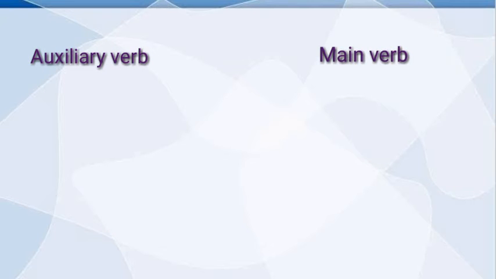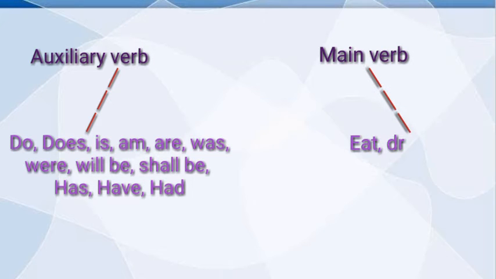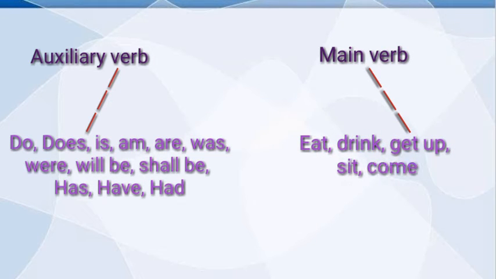First, we need to understand the difference between auxiliary verbs and main verbs. Auxiliary verbs are do, does, did, is, am, are, was, were, will be, shall be, has, have, had. These are the auxiliary verbs. And main verbs are eat, drink, sit, come, get up. These are main verbs. Okay. Now let's come to the point.